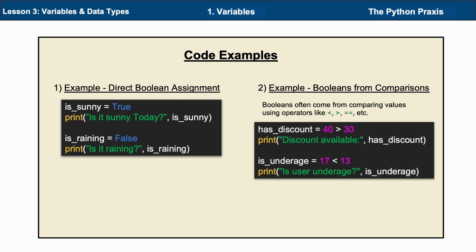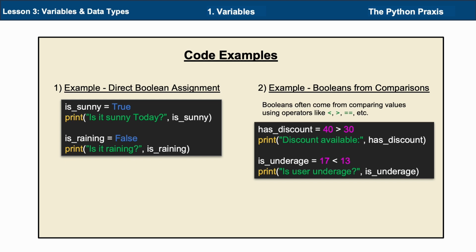Here's a quick demonstration of assigning and printing Booleans. is_sunny equals True. Print, "Is it sunny today?" And it prints True. And similarly for the rainy scenario, is_raining equals False. Print, "Is it raining?" And it prints False. See how clear and straightforward this is? Booleans simplify logic beautifully. Booleans often come from comparisons like greater than or less than. For example, has_discount is 40 greater than 30, print "Discount available" and it prints True. And another example, checking age, is_underage is 17 less than 13, print "Is user underage?" and it prints False. Clearly, discounts exist, but no, our 17-year-old isn't underage. Python quickly gives us these answers.